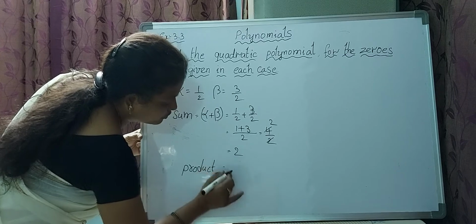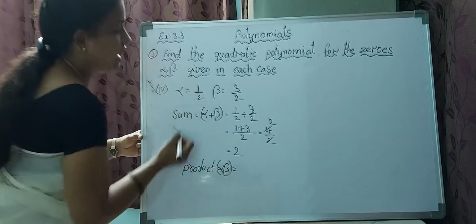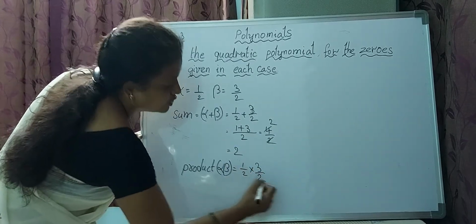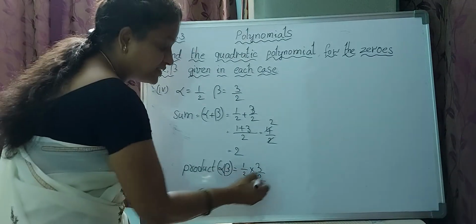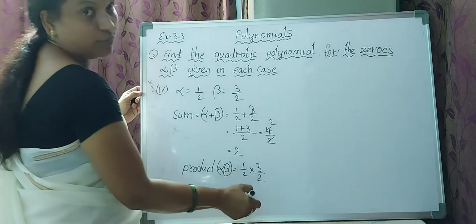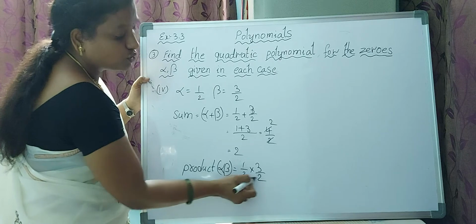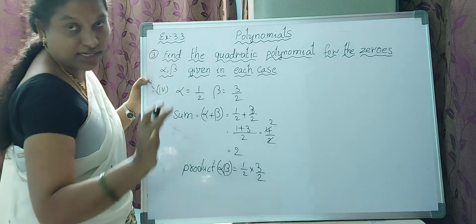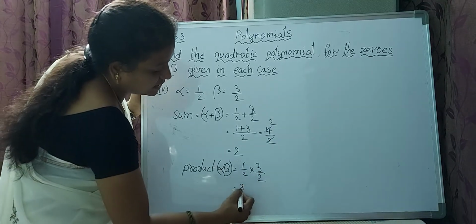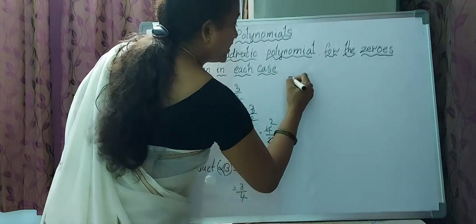What about the product? The product is alpha into beta. Alpha is 1 by 2 and beta is 3 by 2. There is no cancellation here. You should not cancel two denominators. You can only cancel one numerator against one denominator, but here there is no possibility to cancel. So multiply the numerators: 3 ones are 3, and 2 twos are 4. The product is 3 by 4.